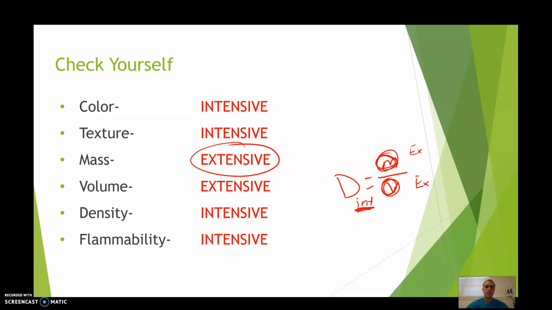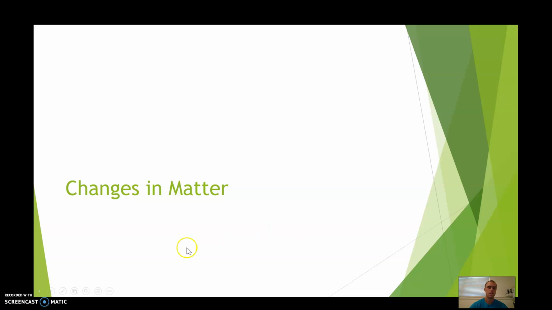And flammability. So if we talk about paper, if I have a full sheet of paper or a small piece of paper, it's always going to have the same flammability. I might get a bigger flame because I have a larger fuel source with a large piece of paper versus a scrap of paper, but the ability for it to catch fire and burn, that is going to stay the same. So it is an intensive property. And that is going to end video number 2.